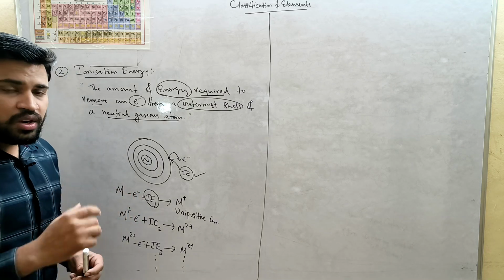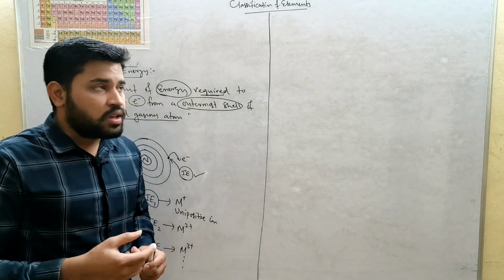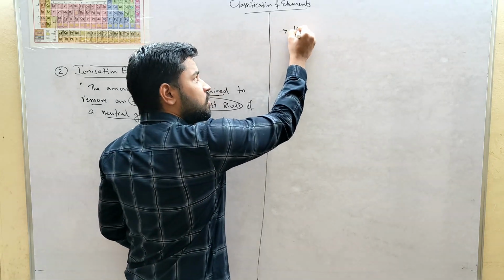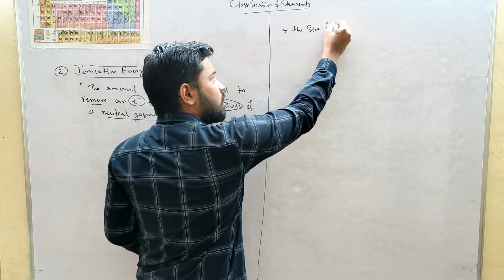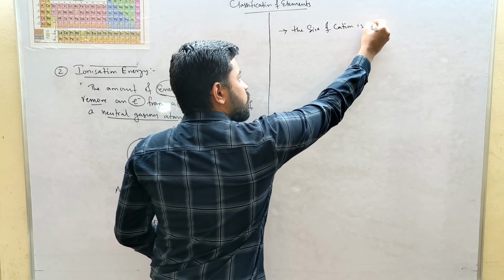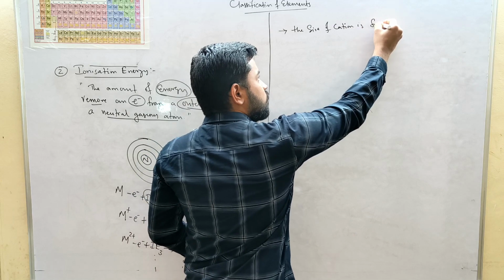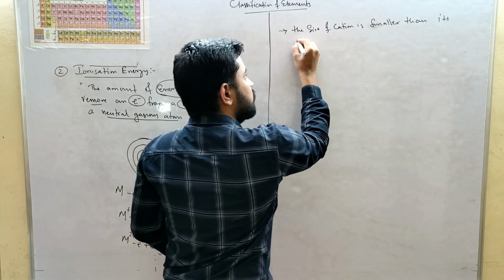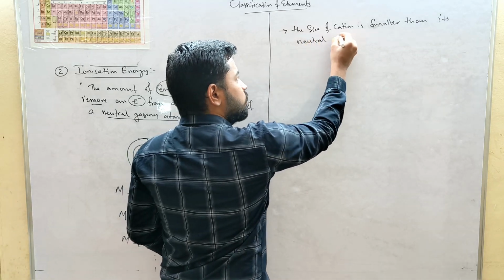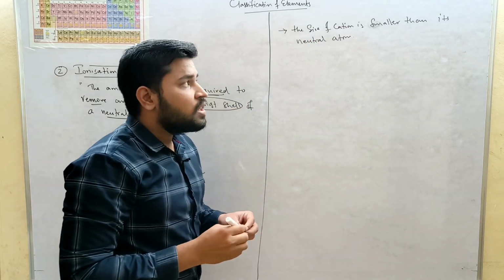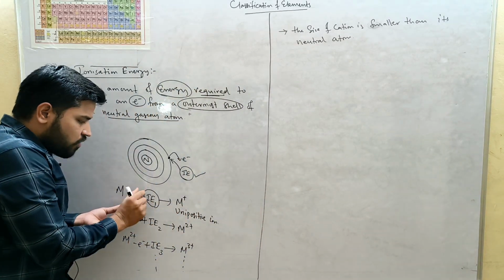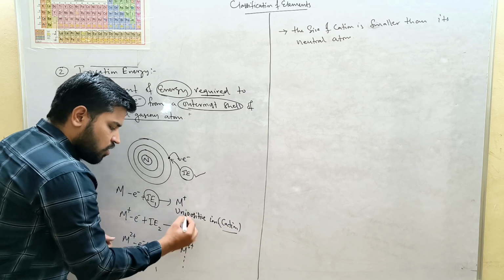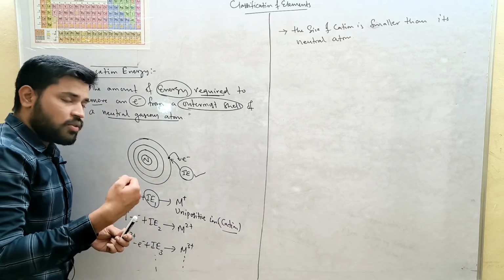The next question comes, as we discussed yesterday: the size of the cation is smaller than its neutral atom. From this, what can we identify about the size of the cation? Once you have removed an electron, it forms a cation, a unipositive ion. They are cations.